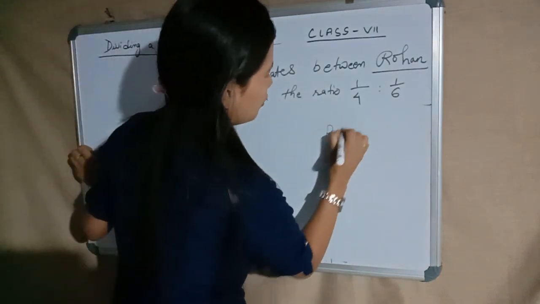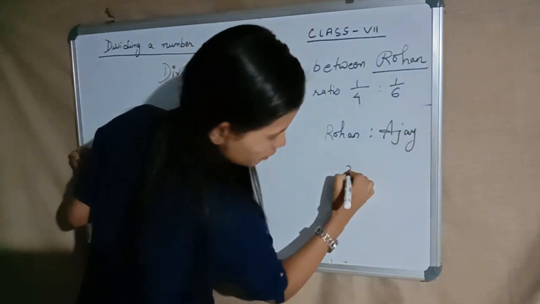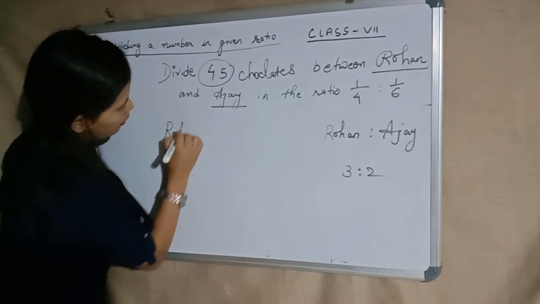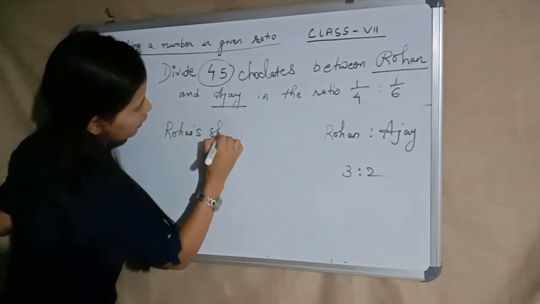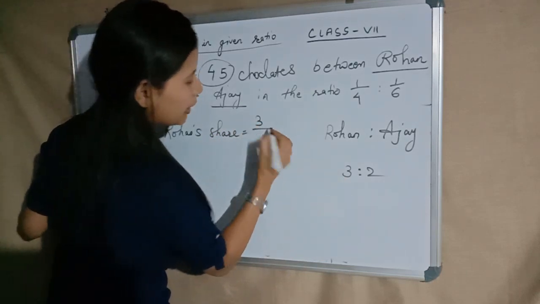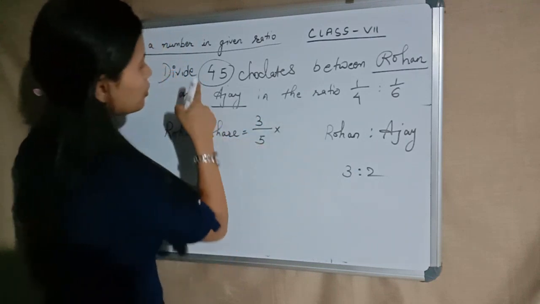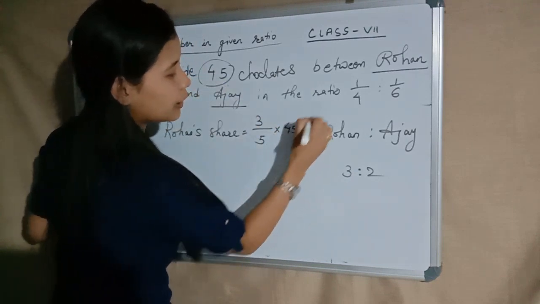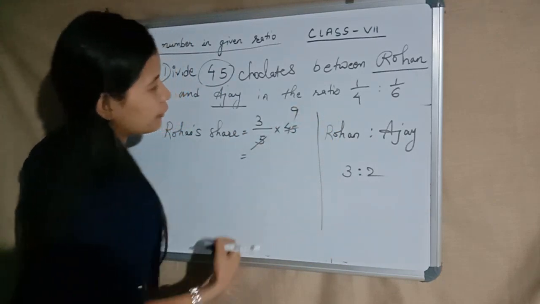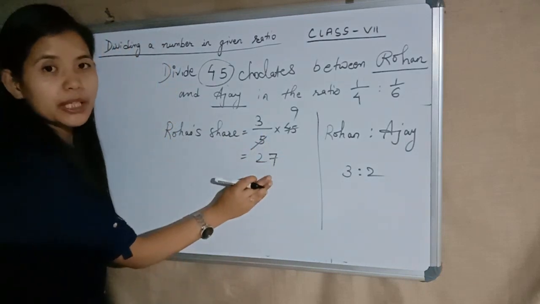So Rohan is to Ajay, the share is how much? 3 is to 2, right? So Rohan's share will be equal to 3 divided by 3 plus 2, that is 5, into the total number of chocolates, which is 45, right? So that will be equal to, 5 9s are 45, 9 into 3 is 27. So Rohan gets 27 chocolates.